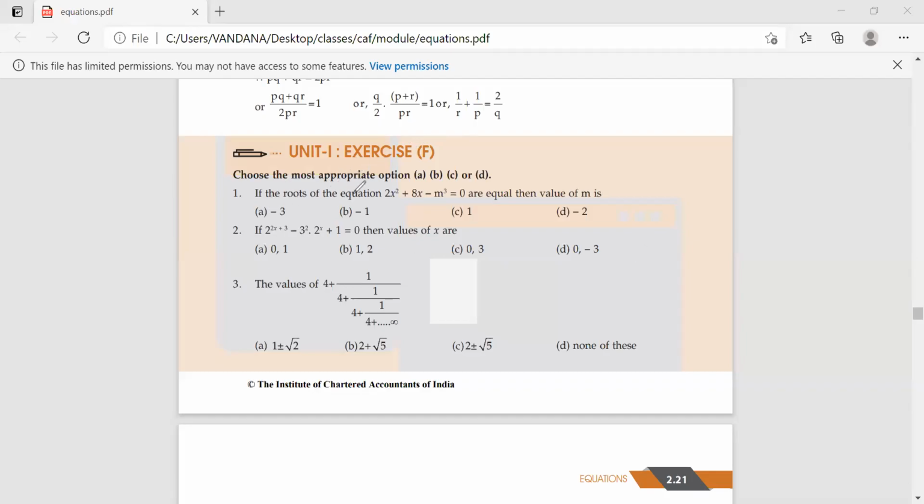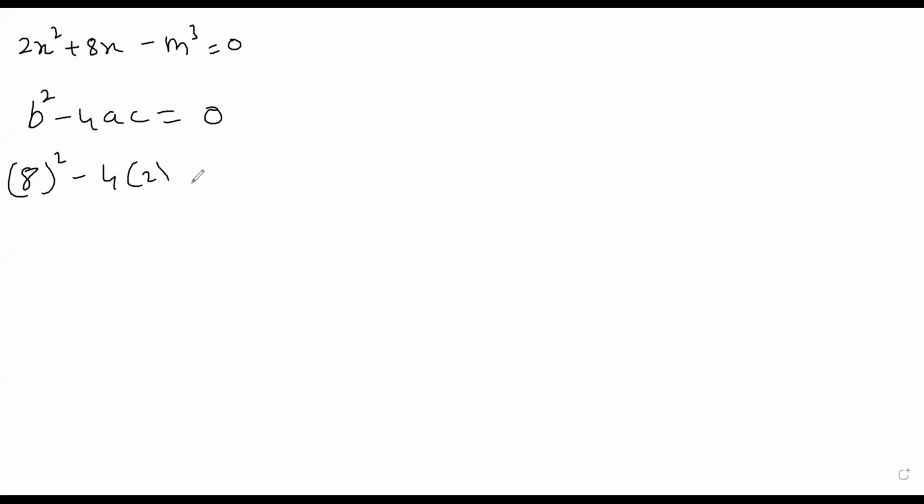Exercise F. If the roots of the equation 2x square plus 8x minus m cube is equal to 0 are equal, then find the value of m. So the equation is 2x square plus 8x minus m cube is equals to 0 and the roots are equal. If the roots are equal, then b square minus 4ac is equals to 0. So if it is so, then 8 square minus 4 into 2 into minus m cube is equals to 0.